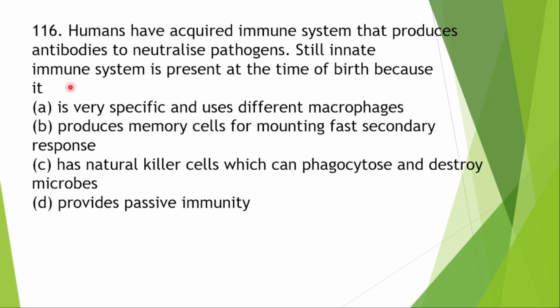116. Humans have acquired immune system that produces antibodies to neutralize the pathogens. Still, innate immune system is present at the time of the birth because it is very specific and uses different macrophages, produces memory cells for mounting fast secondary response, has natural killer cells which can phagocytose and destroy microbes, provides passive immunity. Here the right option is option C.